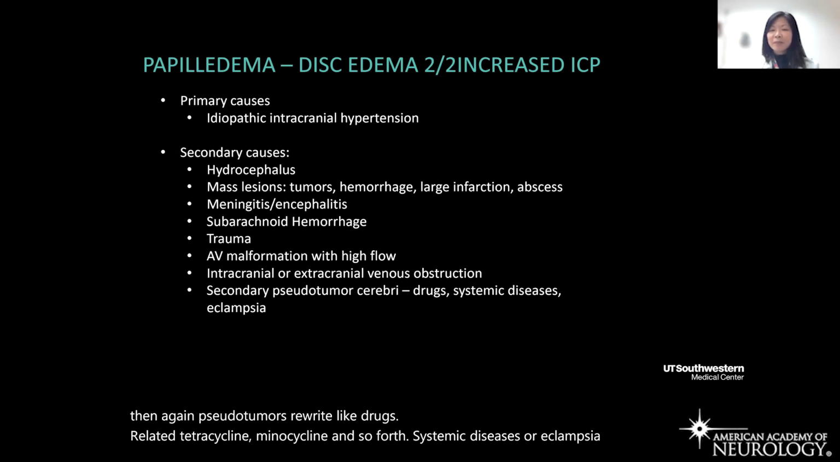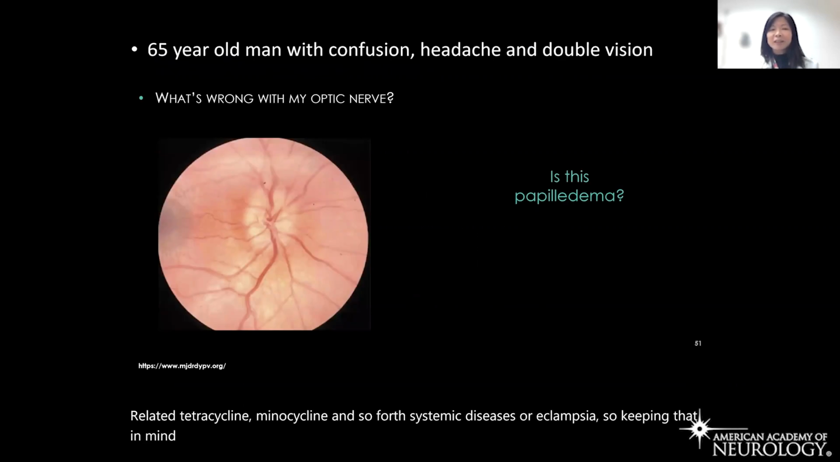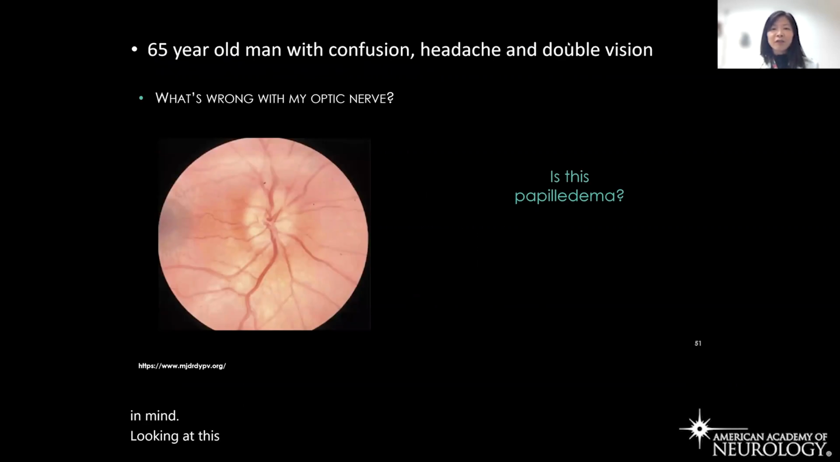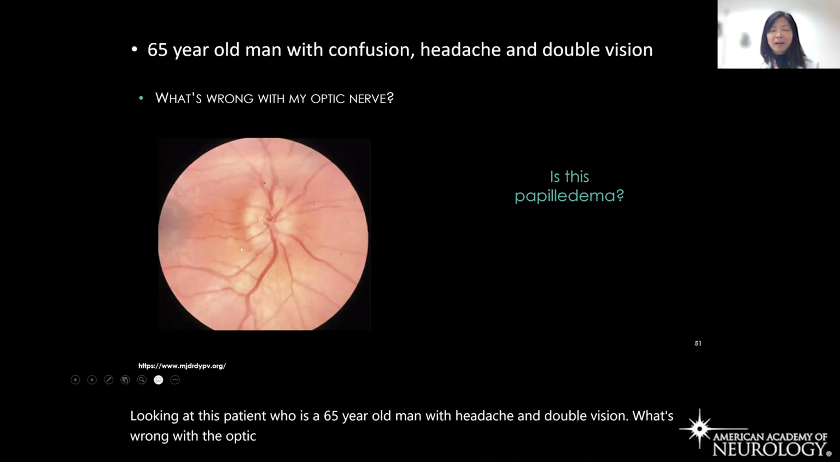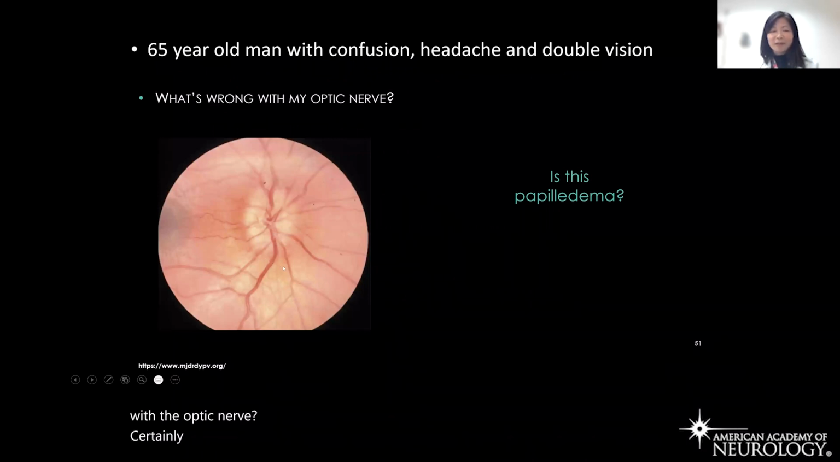So keeping that in mind, looking at this patient who's a 65-year-old man with headache and double vision, what's wrong with the optic nerve? Certainly doesn't look normal. Can you say that this patient has papilledema?